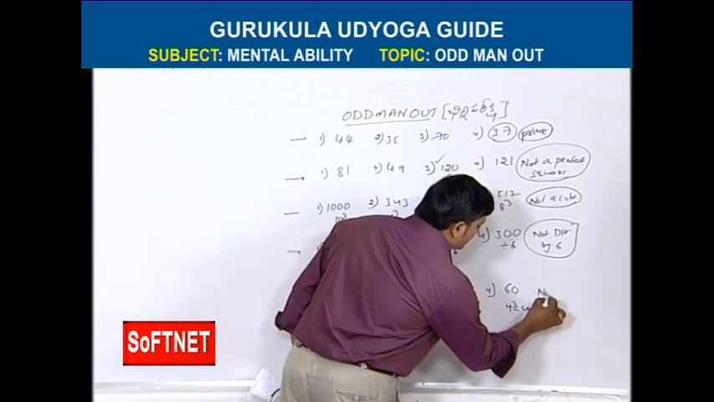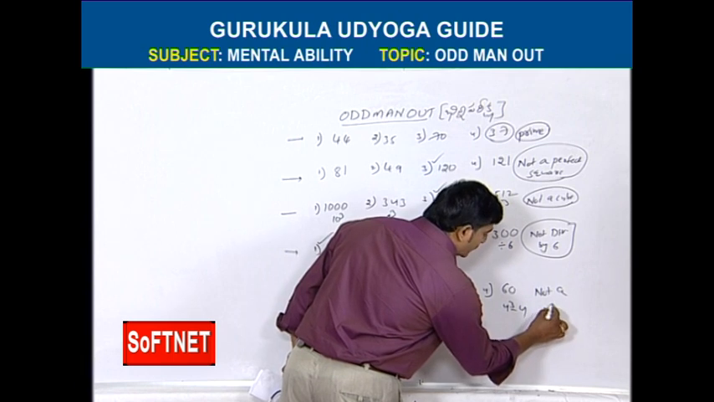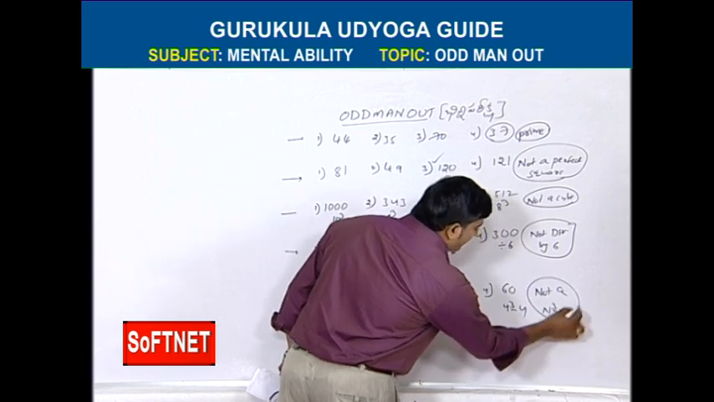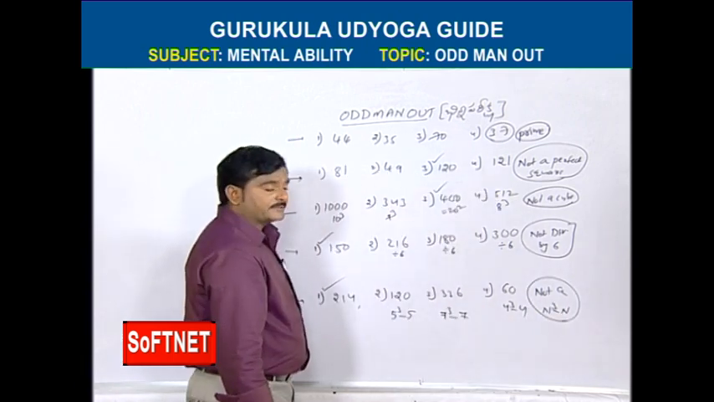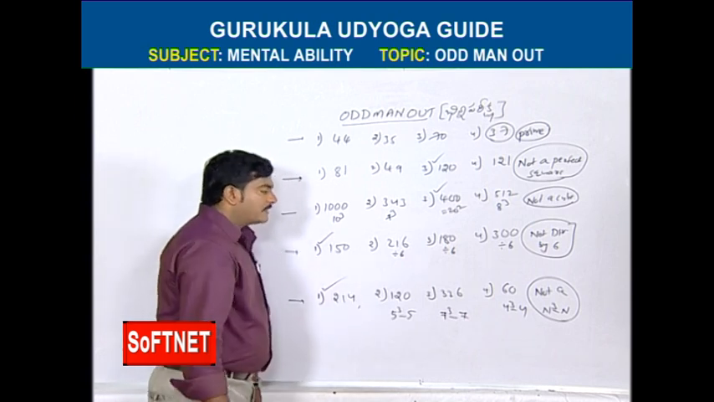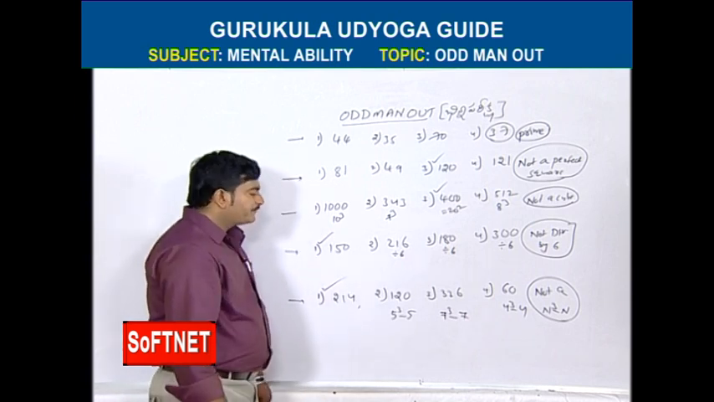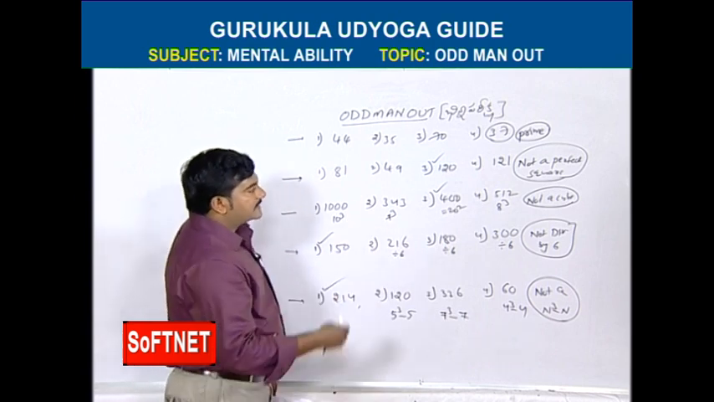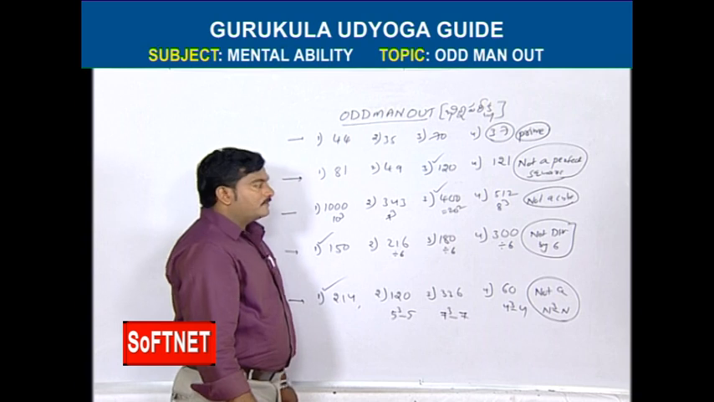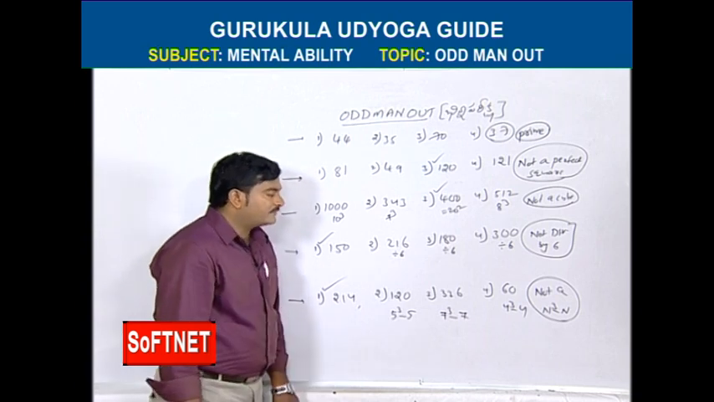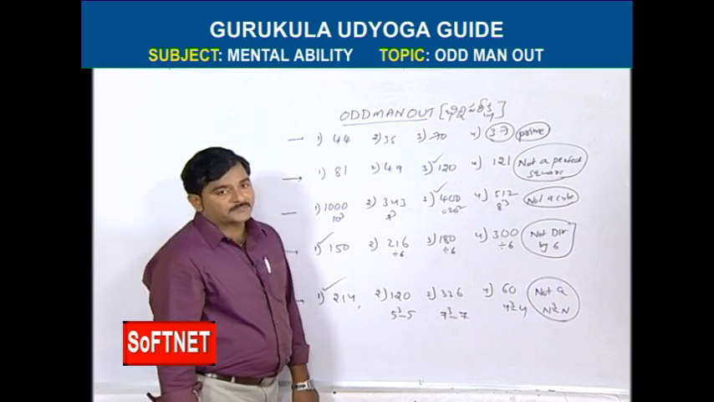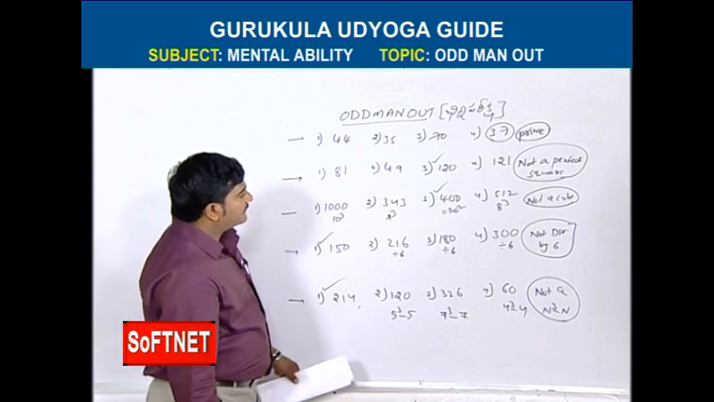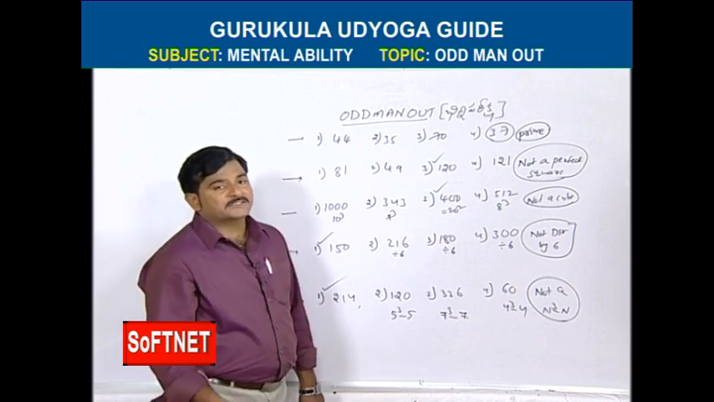So the answer is not n cube minus n. I am writing the pattern: not n cube minus n. That's why the answer for this question is, what can we say? The first option. Like this, the first one is about prime, second one square, third one is cube, fourth one is divisibility concept, and fifth one is n cube minus n concept. There are different questions we have taken. Now we will take some other questions.